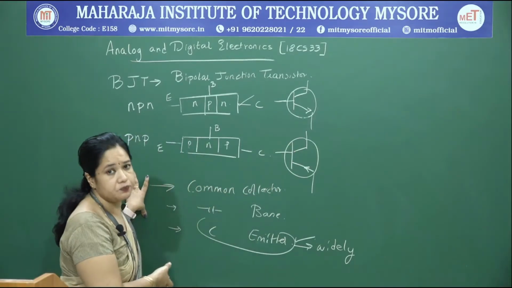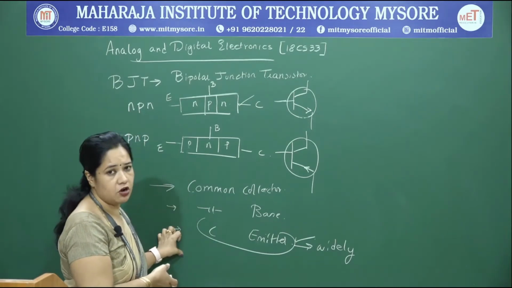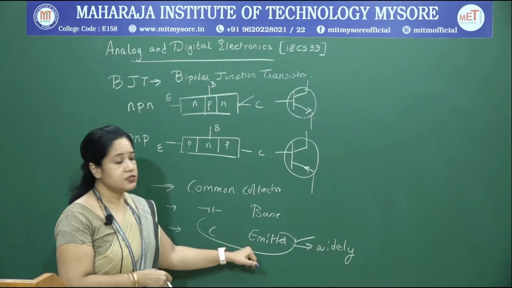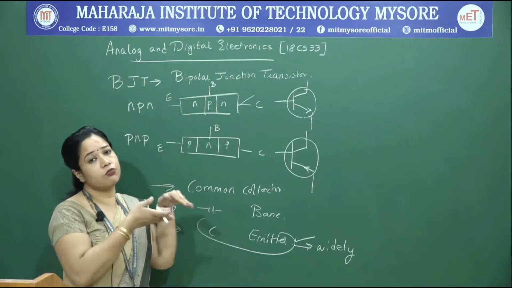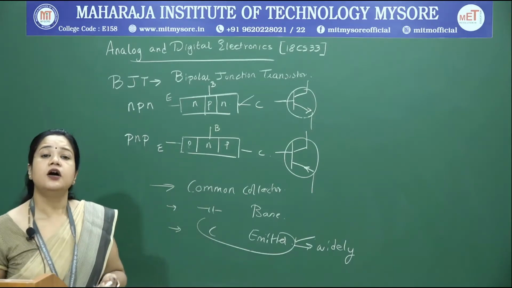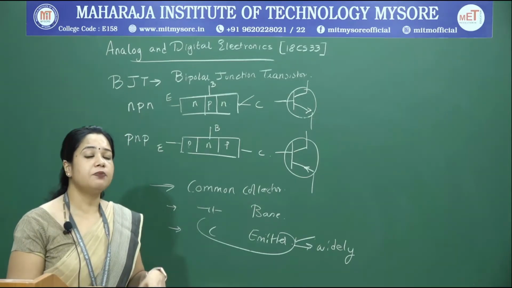And how do we connect them? We can keep the collector common, the base common, or the emitter common. Out of the 3 configurations, common emitter is used because it has moderate input as well as output impedance. Now, we will see what biasing is and what the operating point is before we take up the different biasing circuits.